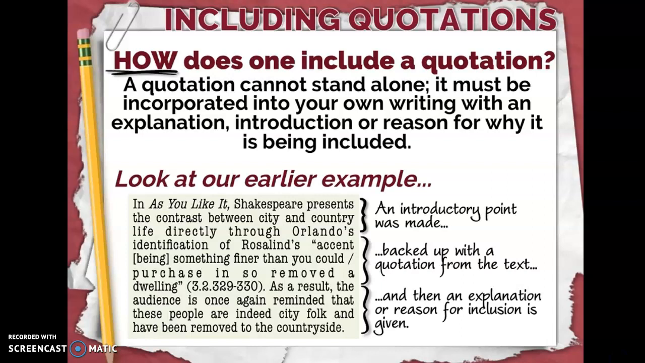So go ahead and take a look at this earlier example that you read. It shows an introductory point that was made, backed up that point with a quotation from a text, and then explained or gave a reason for the inclusion of that quote. Your quote should always have some type of introductory point and an explanation after the fact to help your quote really flow throughout your writing and give reason to why there's a quote in your writing in the first place.